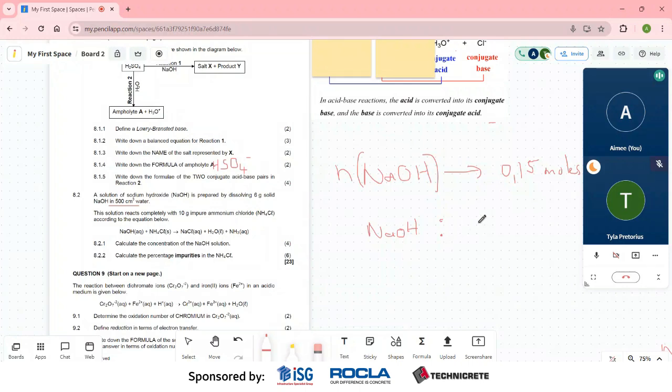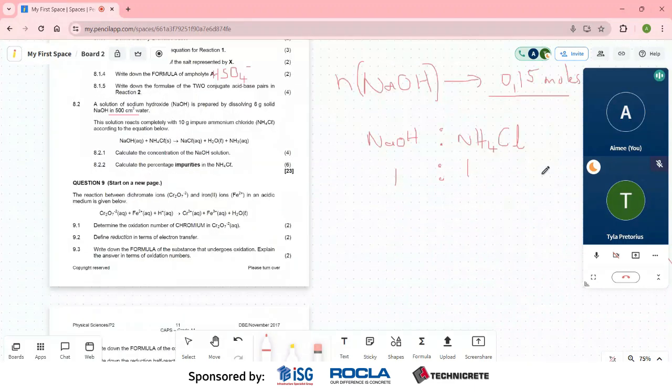So we say NH4Cl. What is the ratio? We said it's balanced, so it's got a ratio of 1 to 1 because they both have missing stoichiometric coefficients. If there's nothing there, it means 1. So 1 to 1, which means I have 0.15 moles of NH4Cl because they react in an identical ratio.